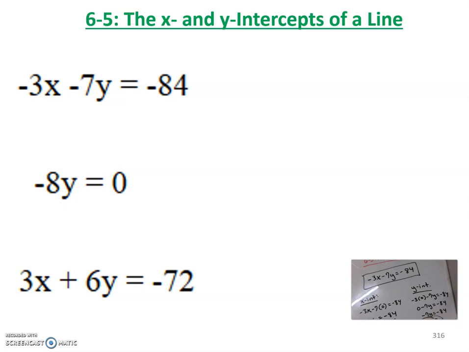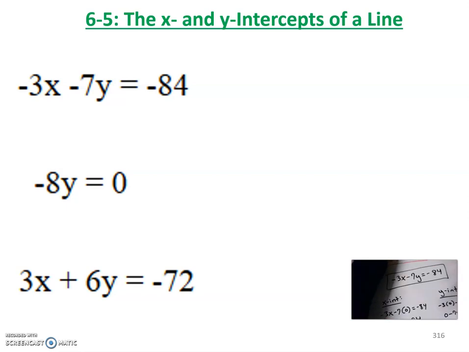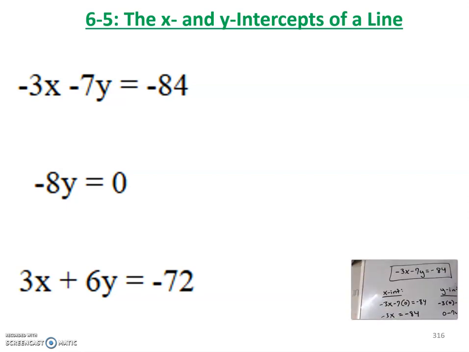So for this example, x equals 28, and my y-intercept equals 12.